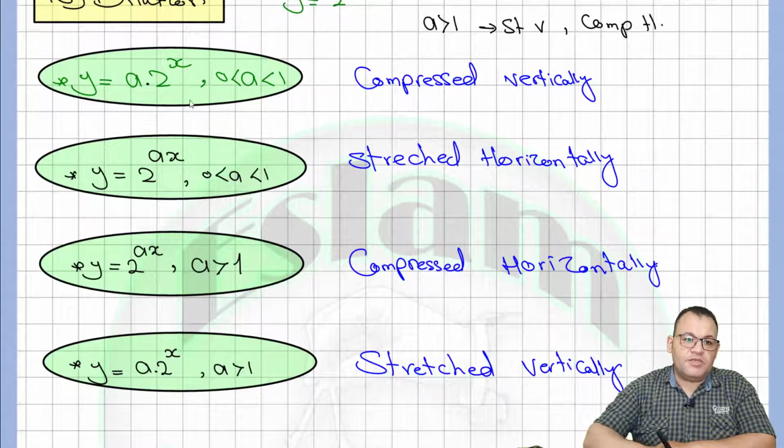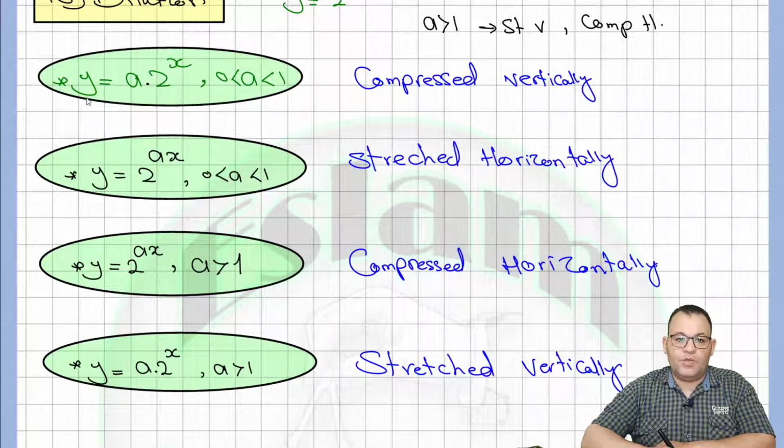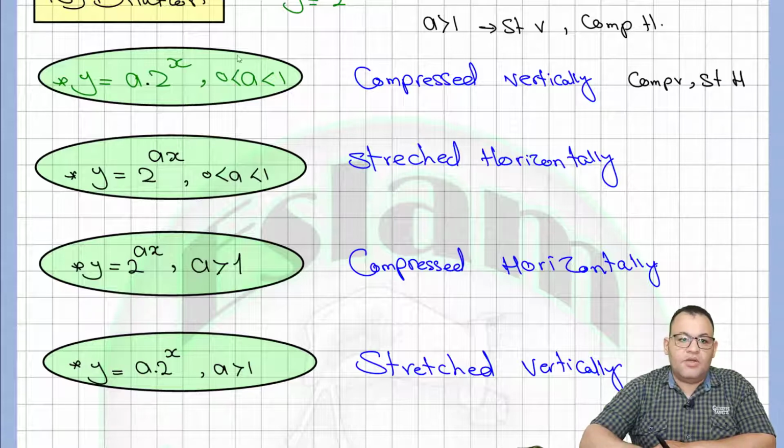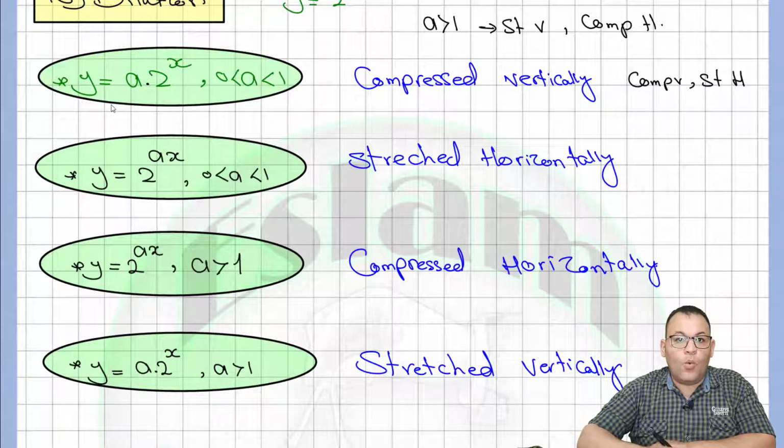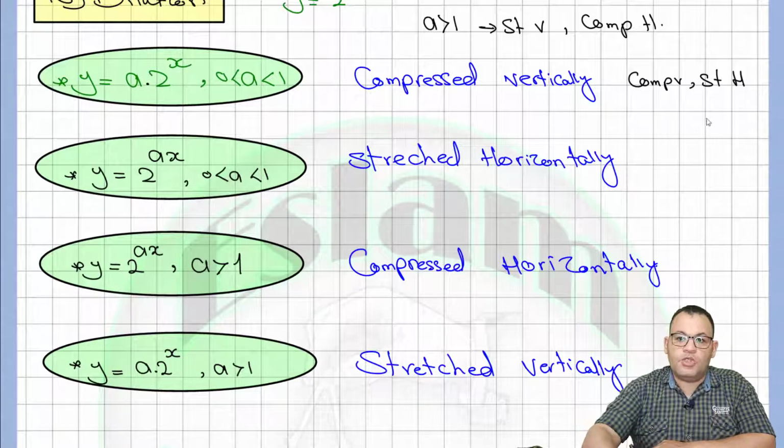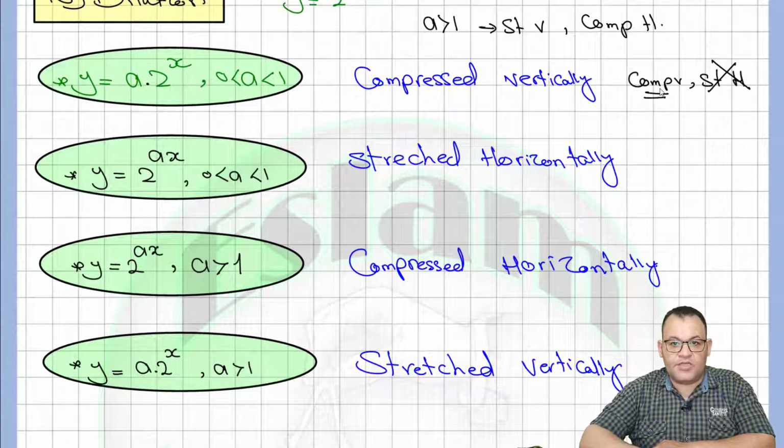Now for the first case, y equals a multiplied by 2 to the power x, where a is greater than 0 and smaller than 1. Because a is greater than 0 and smaller than 1, it will be compressed vertically and stretched horizontally. But you multiply now 2 to the power x, it means you multiply y, which is the vertical part. So I will ignore the horizontal part. It means it will be compressed vertically.